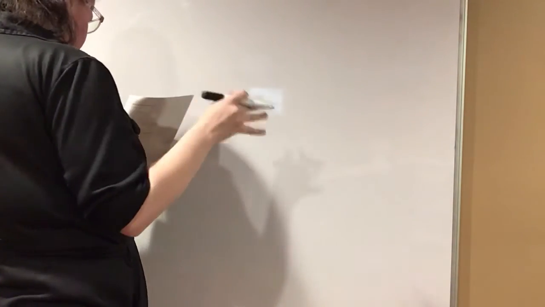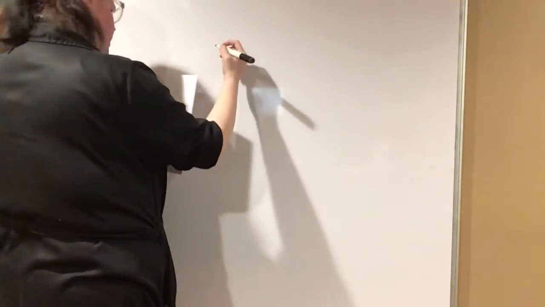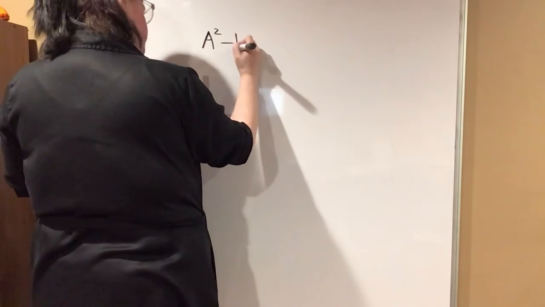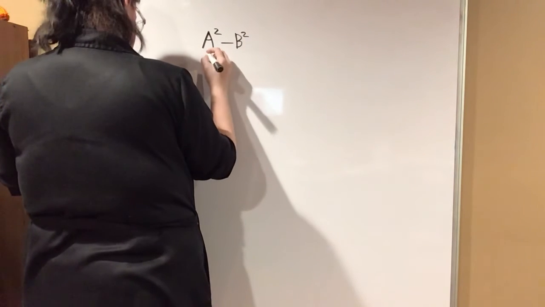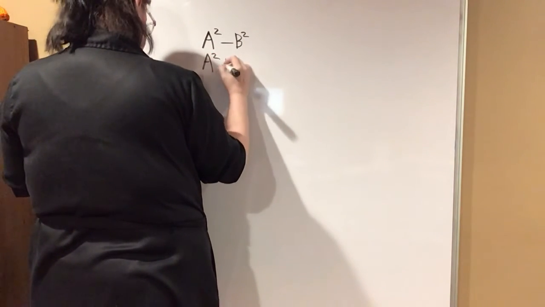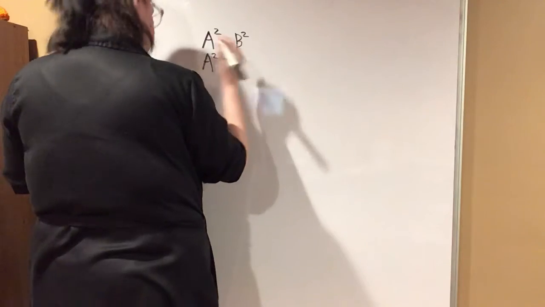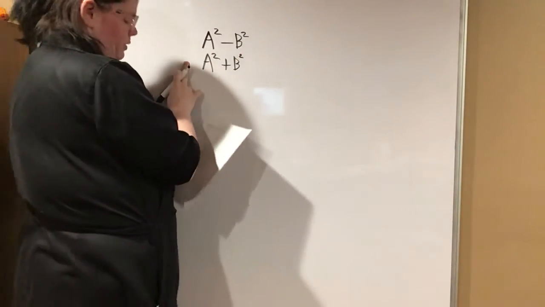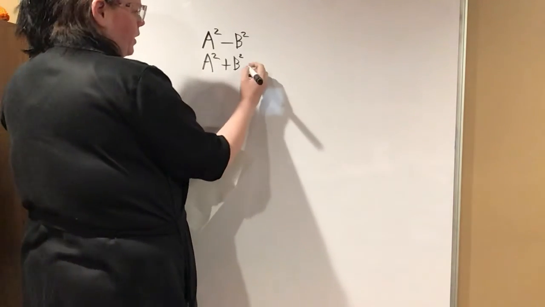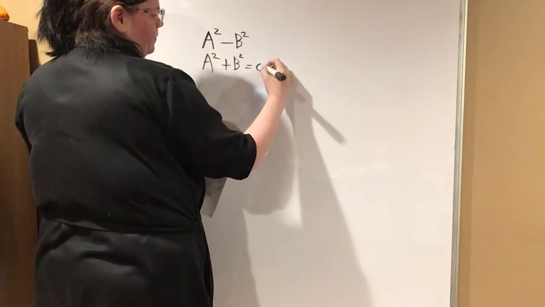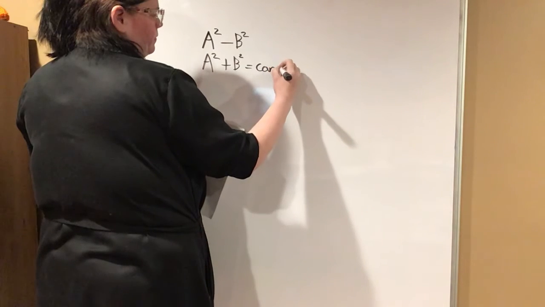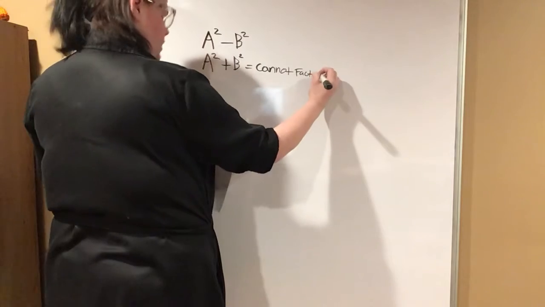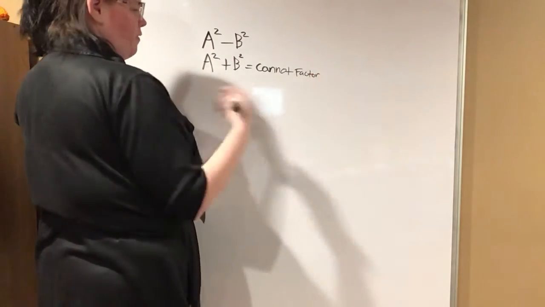Alright, so there's two different things I want to teach you here. If I'm given something like this, and then something like this. This is a difference of squares, and this is a sum of squares. A sum of squares we cannot factor, because it is prime, and we can't factor it at all.